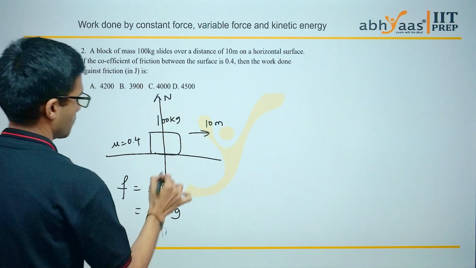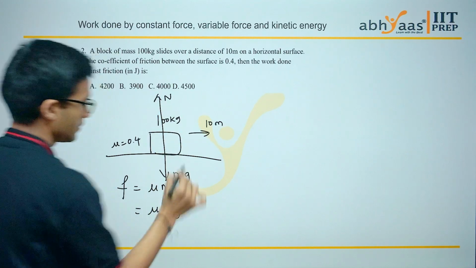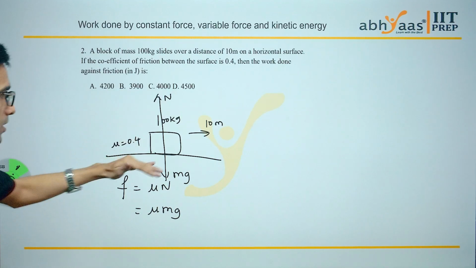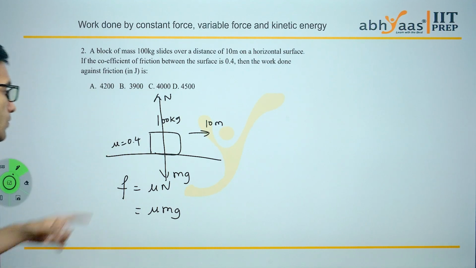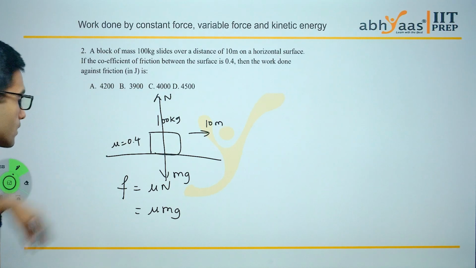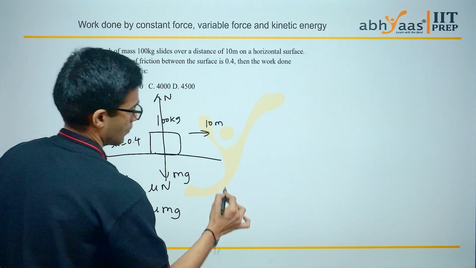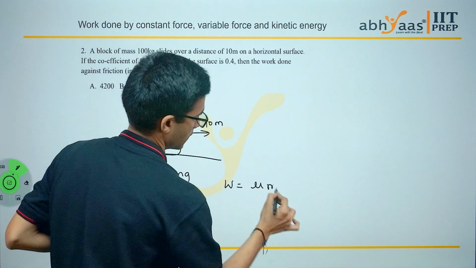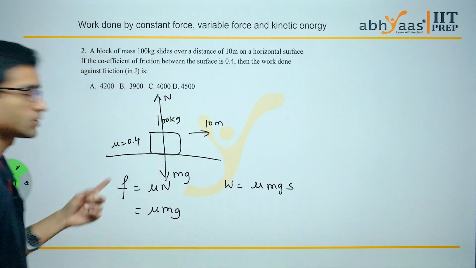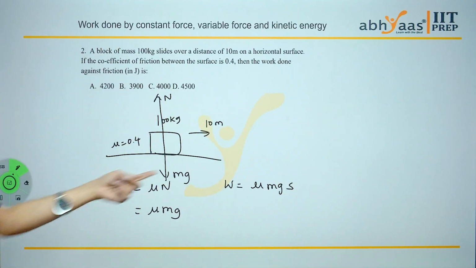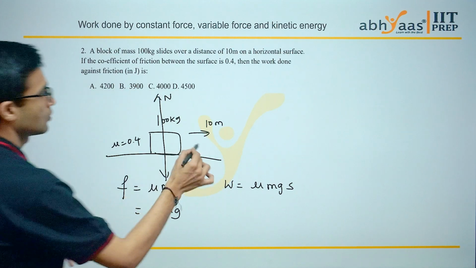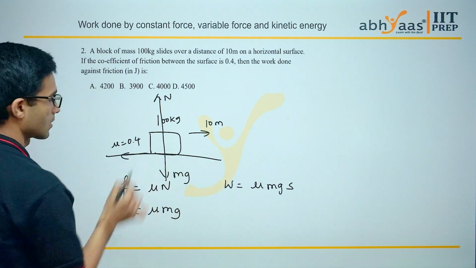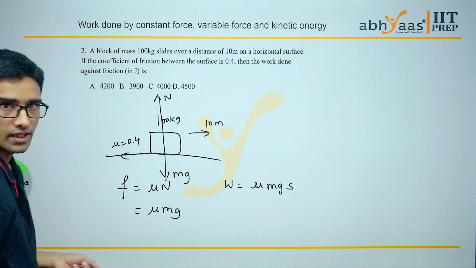N is in the upward direction because it's a contact surface. This is the normal reaction. Mg, the weight, will be down, and N is up. So work done equals mu mg s, because it is force into displacement. What is the force? Frictional force. He asked for work done against friction. So the body is moving like this, friction will be in the back, so that is in the negative direction.